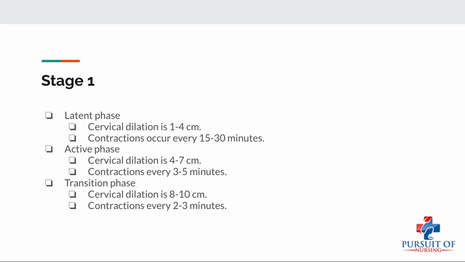If membranes have ruptured, you want to assess the fetal heart rate because of the risk of prolapsed umbilical cord, and you're going to want to assess the color of amniotic fluid because meconium-stained fluid can indicate fetal distress.